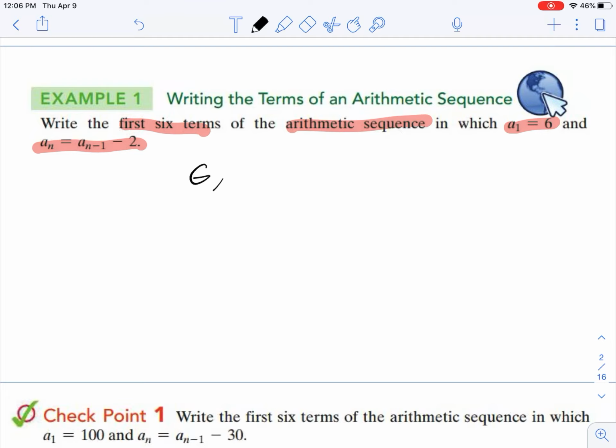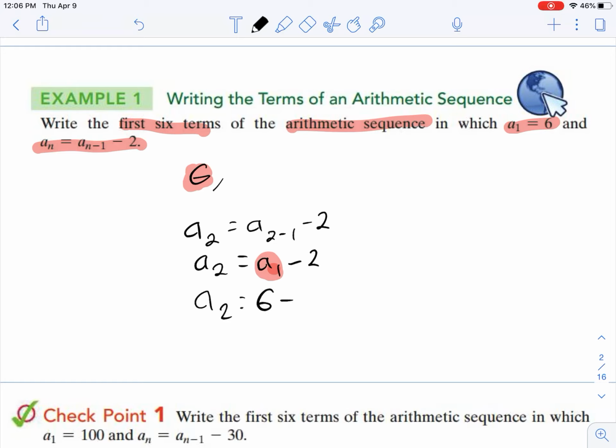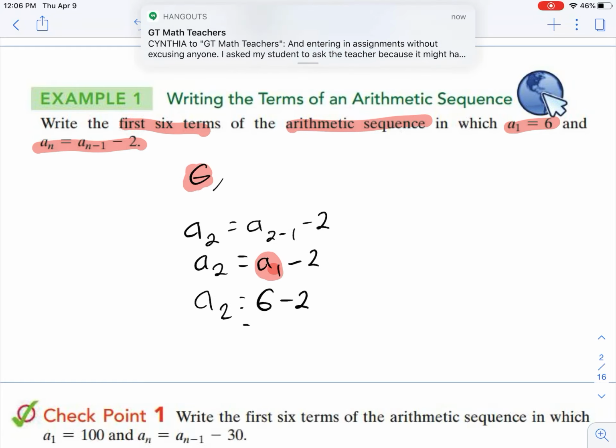So we have 6, and we need to find the next 5 terms after this. If we find a sub 2, that means we're going to have a sub 2 minus 1 minus 2. And this is going to give us a sub 2 equals a sub 1 minus 2. Well, a sub 1, isn't that just going to be this 6 right here? So we're going to plug in 6. We're going to get a sub 2 equals 6 minus 2, which gives us 4.